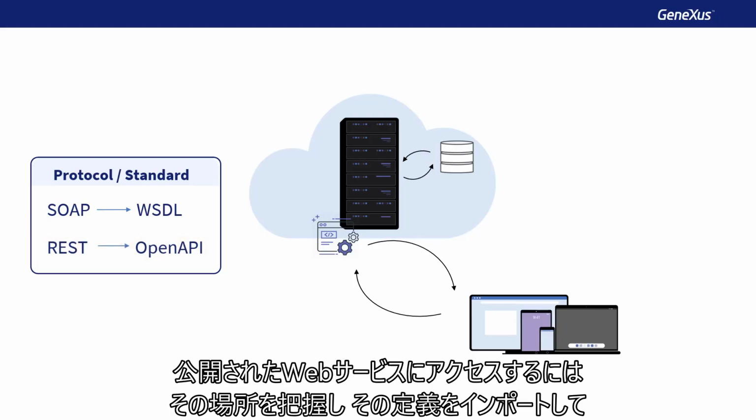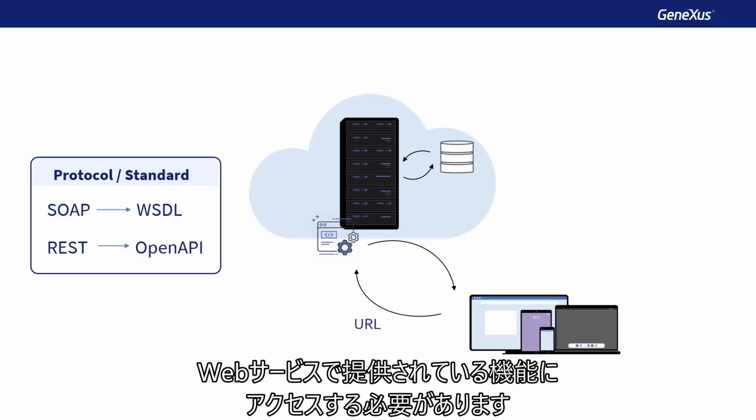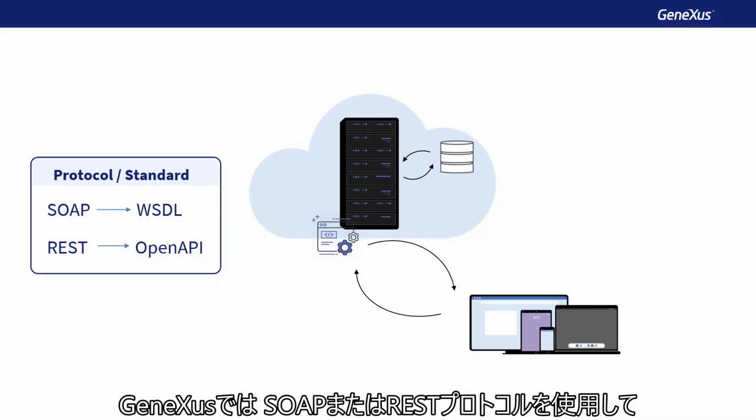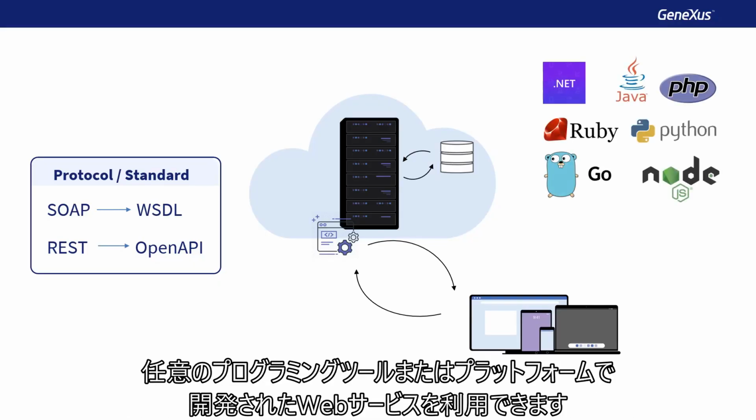To access a published web service, we must know its location and import its definition in order to access the functions available in the web service. GeneXus allows consuming web services that have been developed in any programming tool or platform with SOAP or REST protocols.